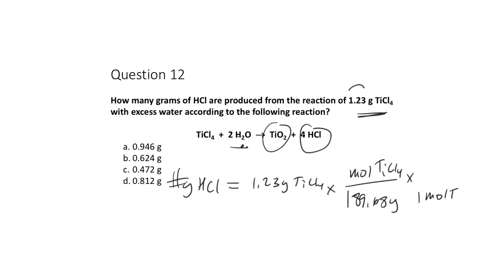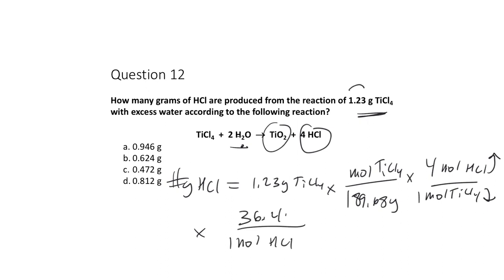1 mole of TiCl4, according to our reaction, will produce 4 moles of HCl when it reacts. So this is going away, and this is forming during the course of the reaction. And then 1 mole of HCl would be 36.46 grams. So I do the math here: 1.23 divided by 189.68 times 4 times 36.46. So I get 0.946 grams.